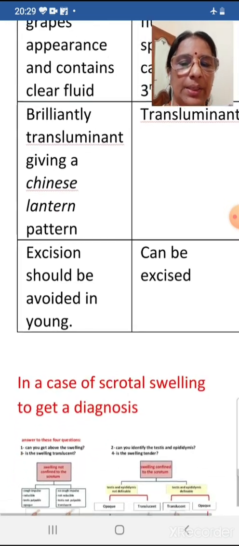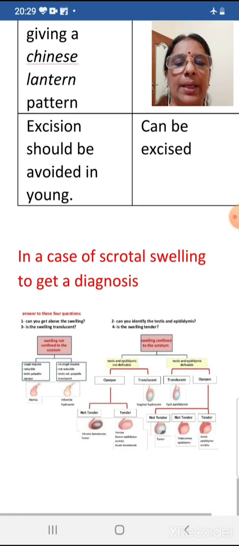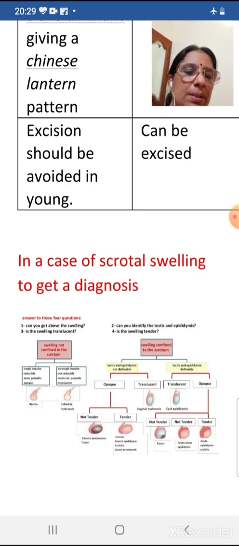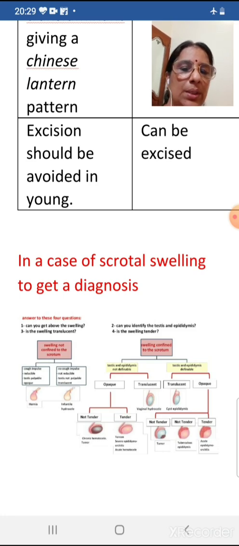Excision should be avoided in young patients in the case of epididymal cyst, and spermatocele can be excised. So in a case of scrotal swelling, to get a diagnosis, what things do you have to ask in the history and while doing clinical examination? Can you get above the swelling, yes or no? Can you identify the testis and epididymis separately from the swelling, yes or no? Is the swelling transilluminant or not? Is the swelling tender or not? These four questions you have to ask and find out the reason. Then only you can come to a diagnosis.